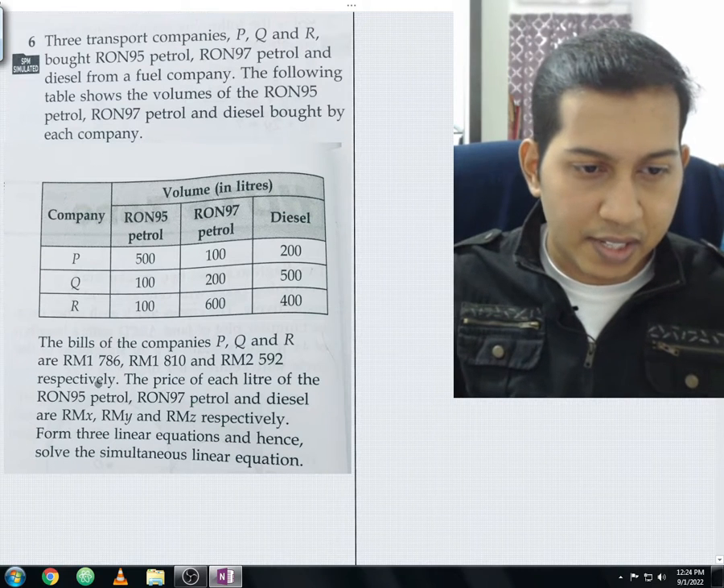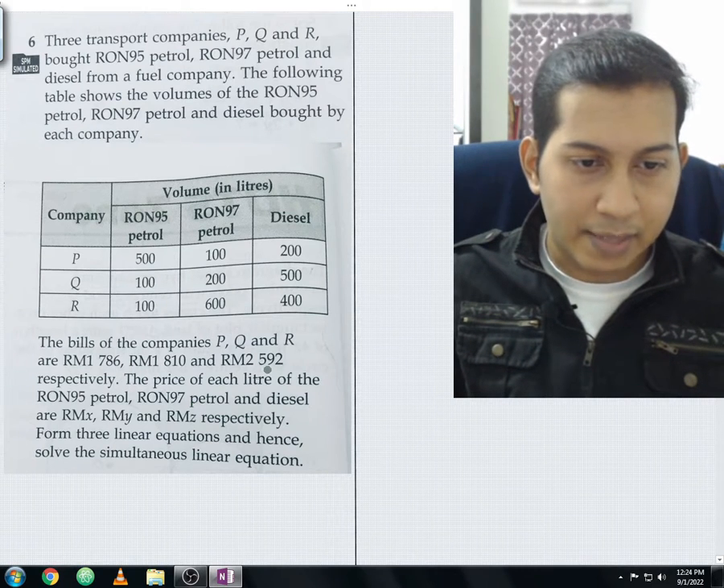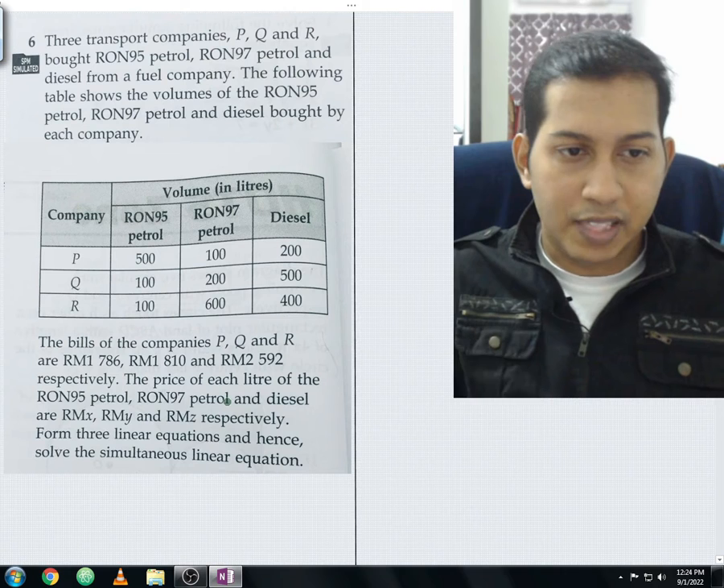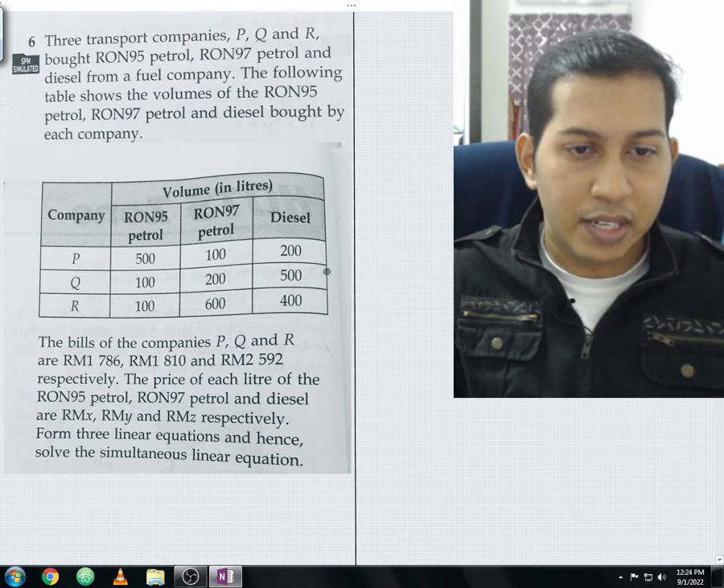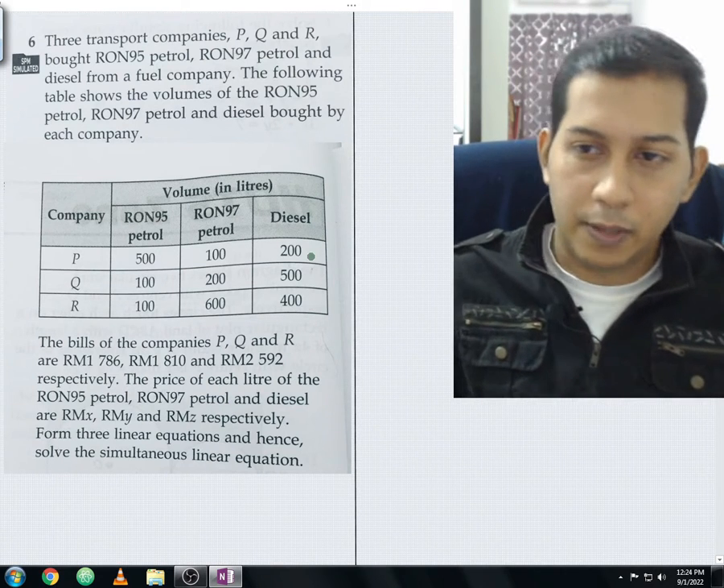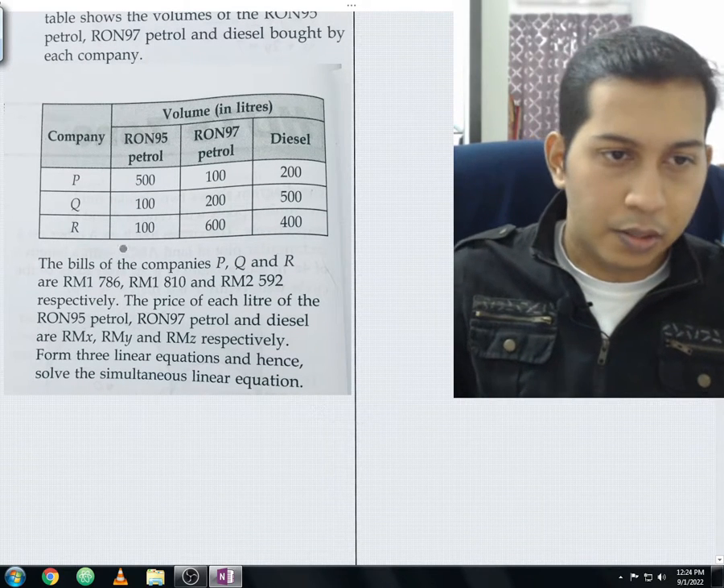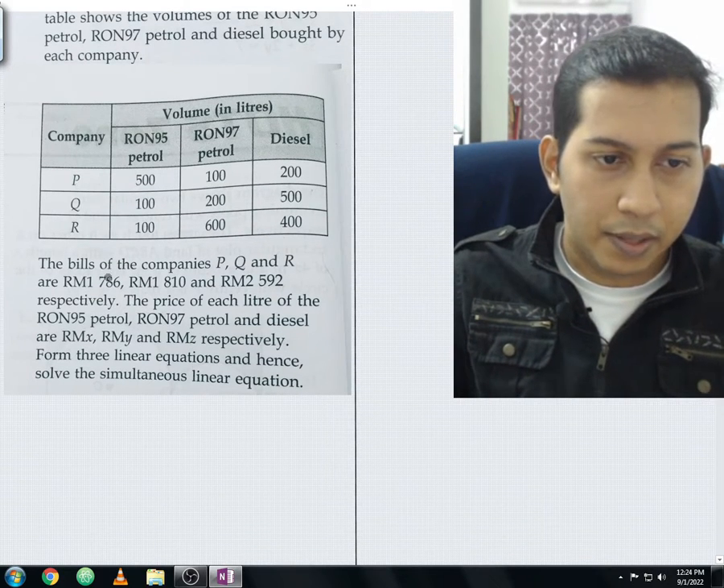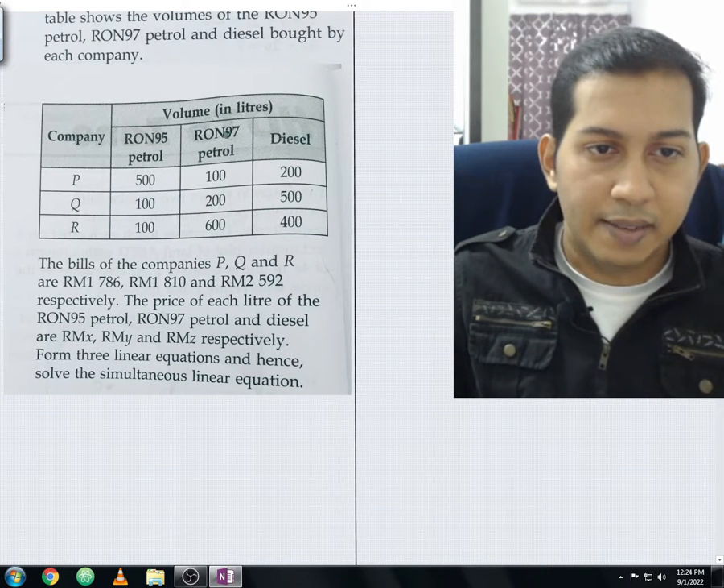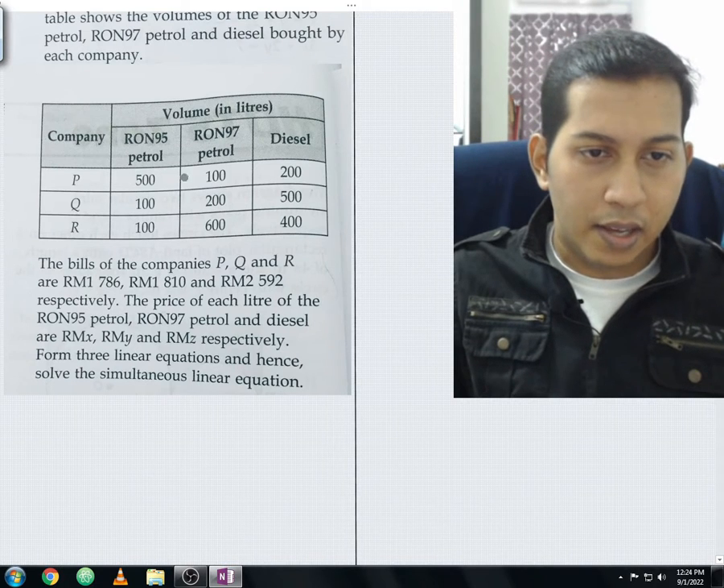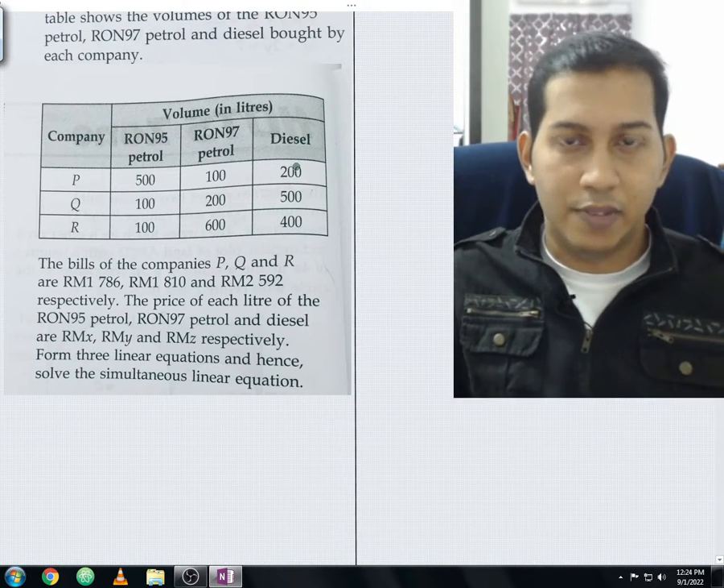Okay, so since we have already made some clarification regarding the bills and the variables, which is a very important information, our first step will be to convert this information into the equation form. So let us start with company P. Since RON 95 representing X, RON 97 representing Y and diesel representing the Z, we can use this information and form the equation respectively.